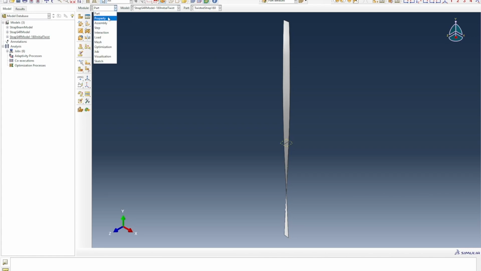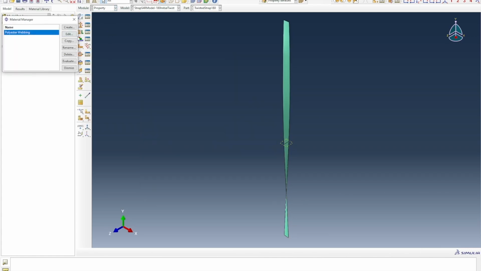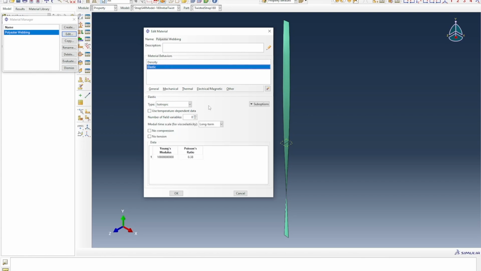So going to the material properties, we've got polyester webbing, which is what they're typically made out of. So density here and Young's modulus is really all we're looking at here. And this is the same material across all of these models.